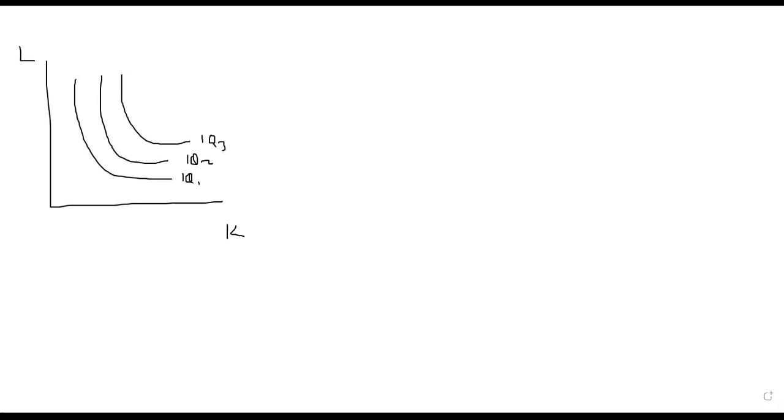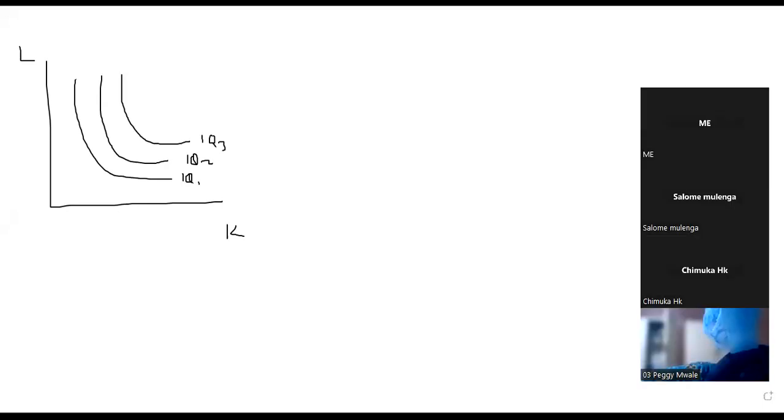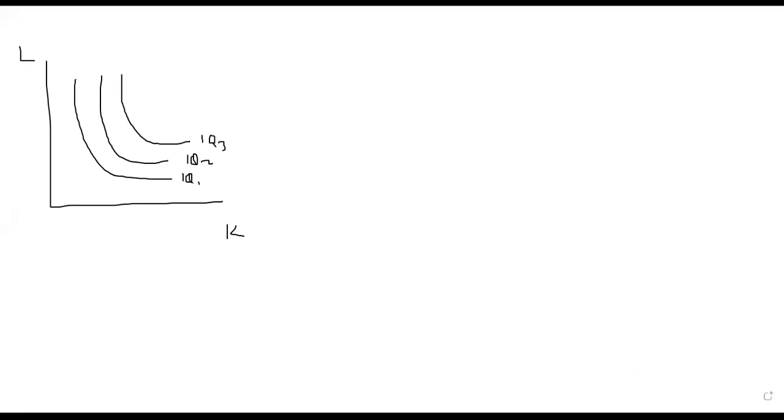They are downward sloping. They are non-intersecting, meaning they're parallel to each other. They are smooth. They are such that the higher isoquant offers higher output. So these are the properties of isoquants. Isoquants are very important because they help us measure efficiency. How efficient are we in combining the inputs between labor and capital?